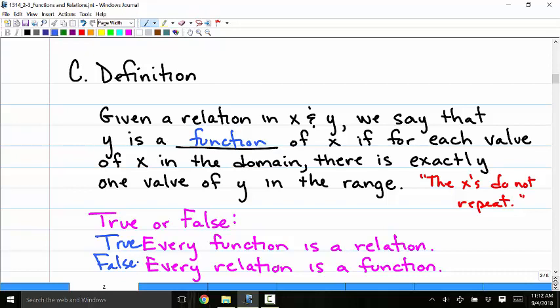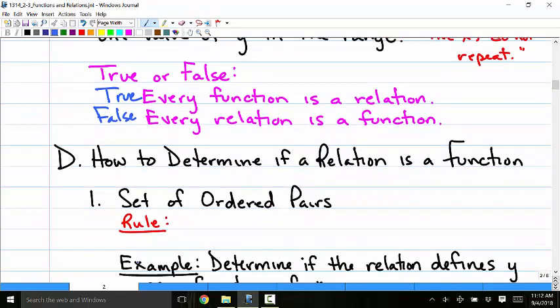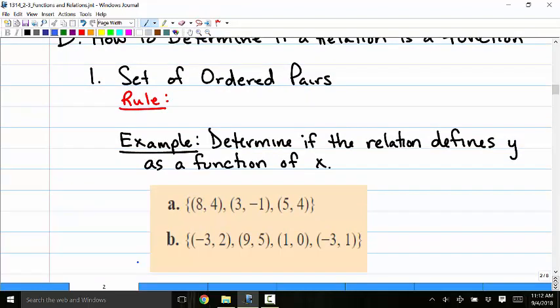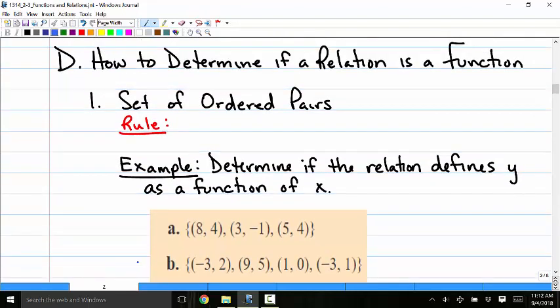So if you're given a relation, how do you know if it's a function or not? How to determine if a relation is a function? If you're given a set of ordered pairs, the rule you need to follow, the x's cannot repeat. If you see the same x value listed twice, it's not a function.